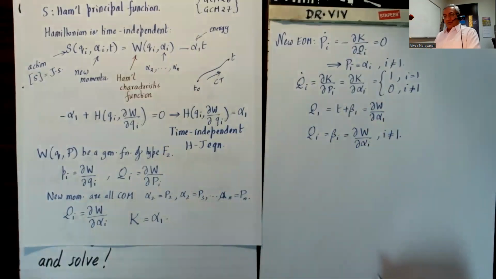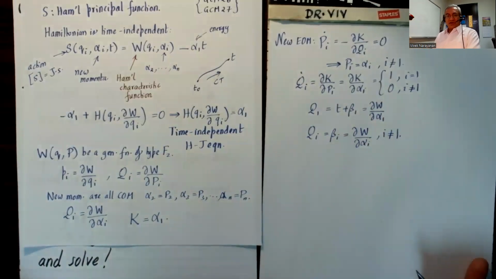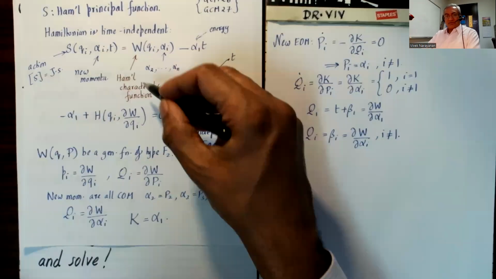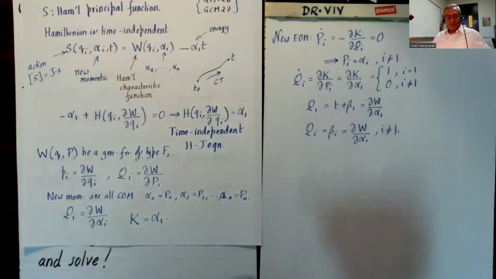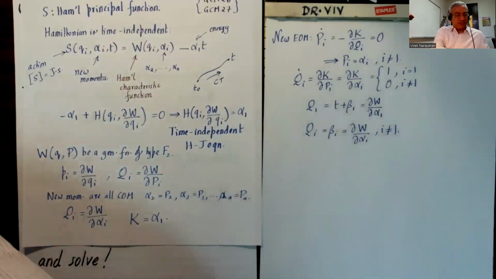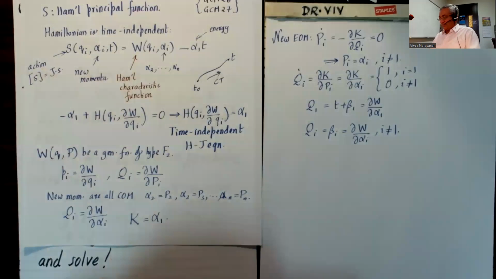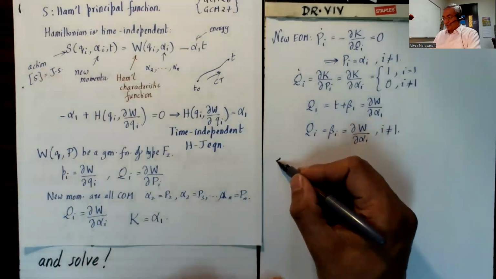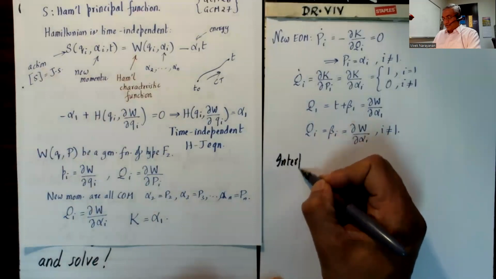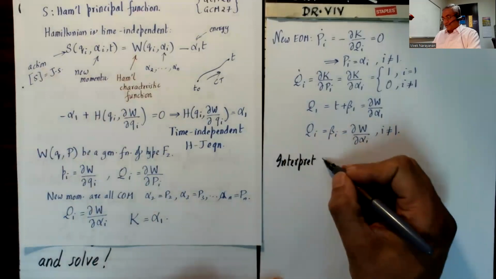All right, now what exactly is this W? It seems like this W is a mysterious object, and so it might be a good idea for us to interpret W before we move on to solve the concrete problem at hand, which is the Stark effect. So let's interpret the characteristic function W.